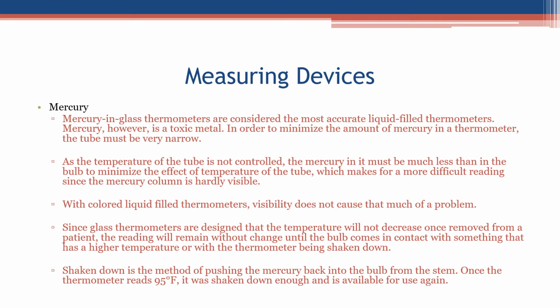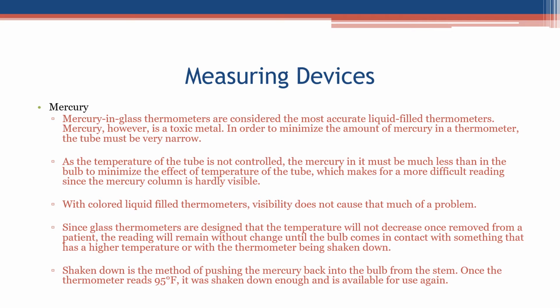Mercury in glass thermometers are considered the most accurate liquid-filled thermometers. Mercury, however, is a toxic metal. In order to minimize the amount of mercury in a thermometer, the tube must be very narrow. As the temperature of the tube is not controlled, the mercury in it must be much less than in the bulb to minimize the effect of temperature of the tube, which makes for a more difficult reading since the mercury column is hardly visible. With colored liquid-filled thermometers, visibility does not cause that much of a problem.